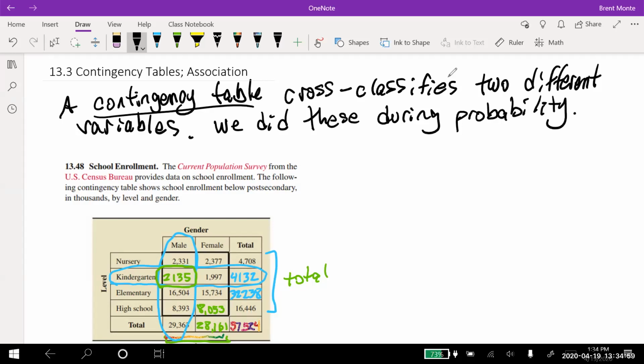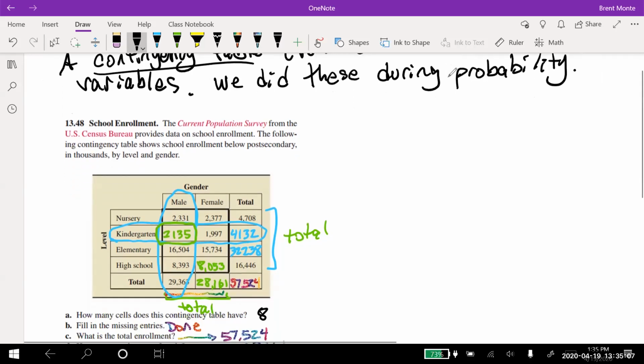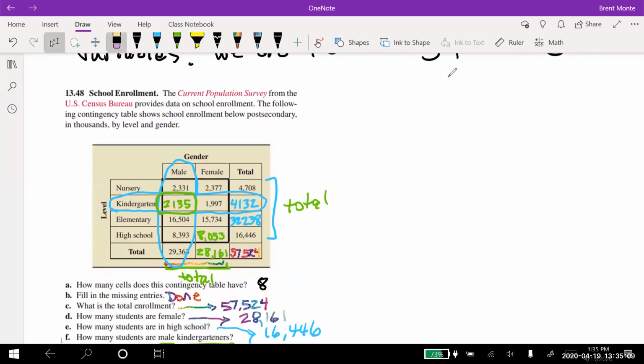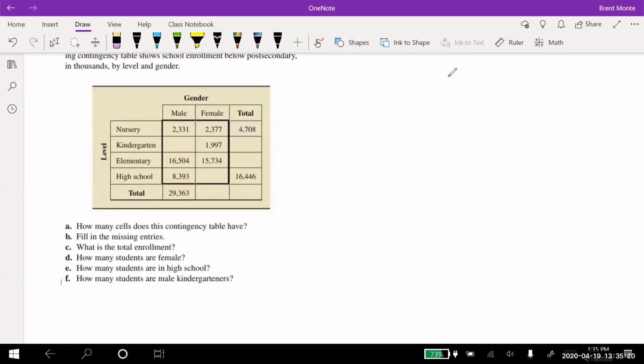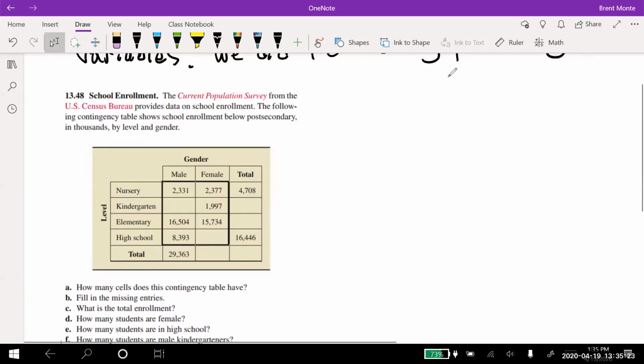I just have one problem here, and there's only one problem on your homework to do. It takes a while to do because there's so many things to fill in, but let's go ahead and just do one of these. It should look familiar to you. Now, I'm going to erase all this stuff here because we're going to fill it in. Okay, so the problem says school enrollment. The current population survey from the U.S. Census Bureau provides data on school enrollment. The following contingency table shows school enrollment below post-secondary in thousands by level and gender.